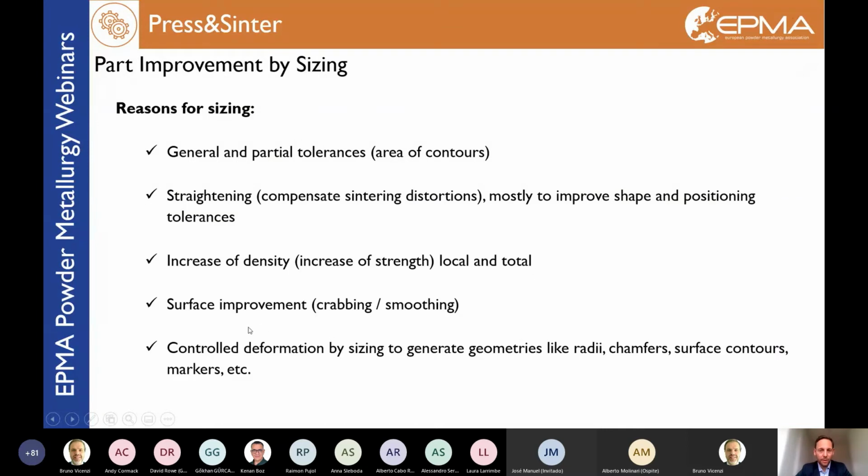to get more strength. If I need smooth surfaces, it's very common on the sintered bearings for having smooth surfaces, and I can realize some special geometries like radii or chamfers, surface contours with a kind of a coining, you can imagine.